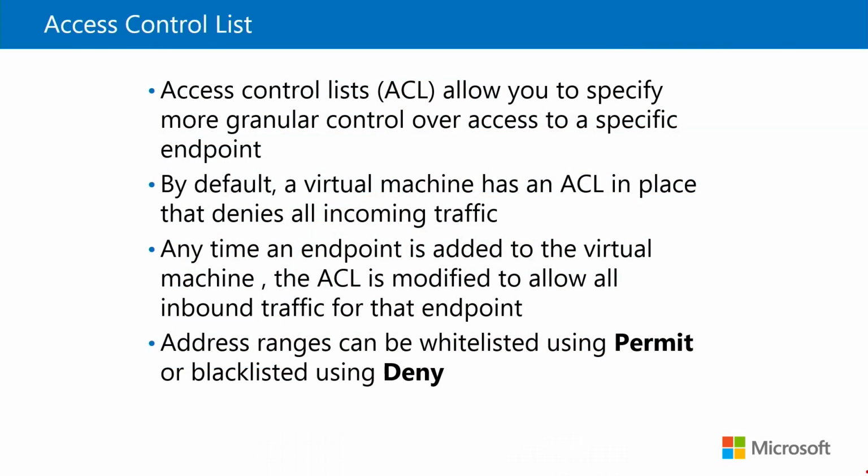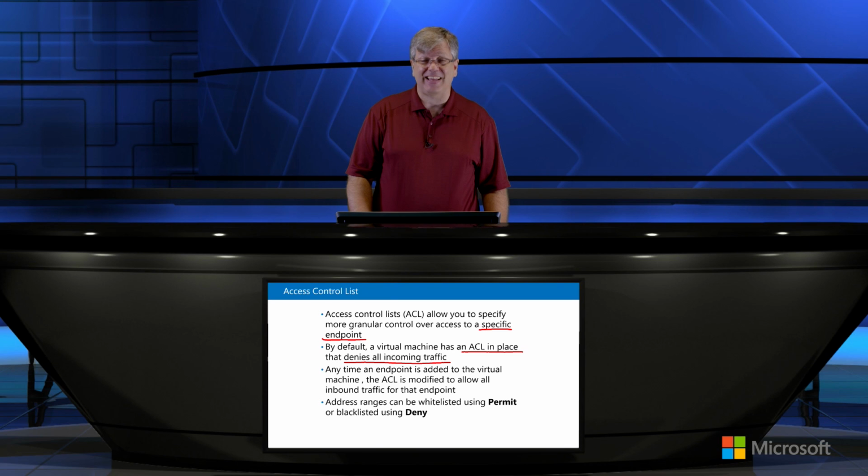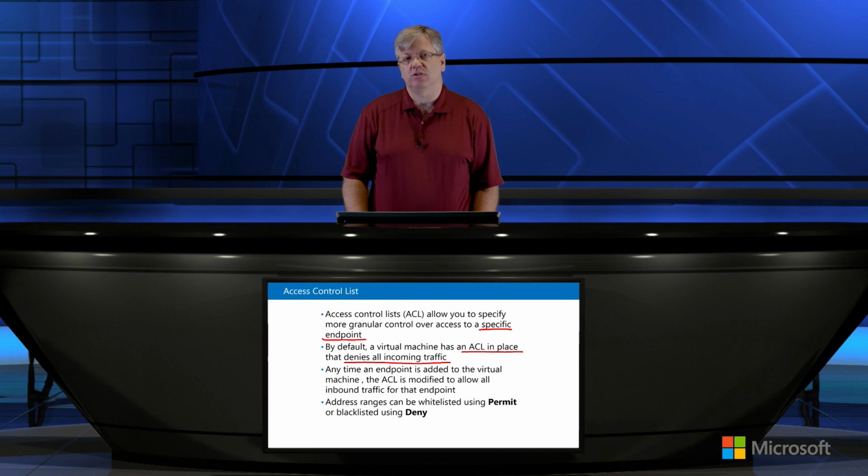Anyways, access control lists give you access to a specific endpoint. So if I've got a virtual machine and it's got an HTTP endpoint, I can set up the network security group for, or excuse me, the access control list for that. By default, you have an access control list in place that denies all incoming traffic. So if I just create a virtual machine and I don't add anything to it, I don't provide any access, then it's not going to have the ability to have incoming traffic. And usually you want to add in some ability to do that.